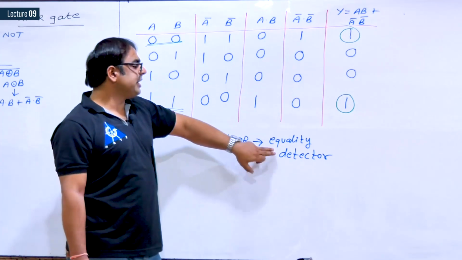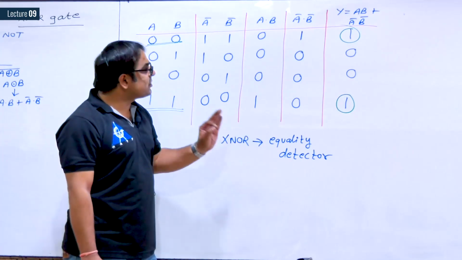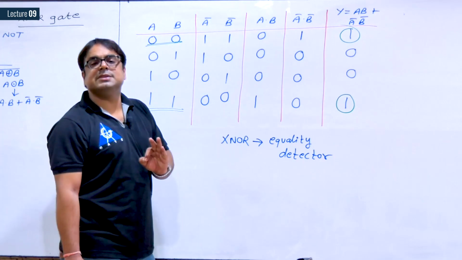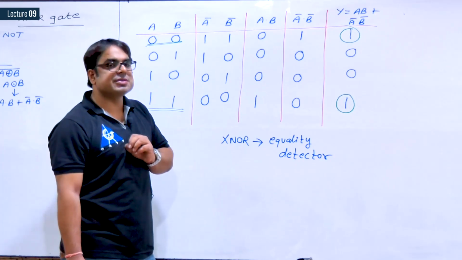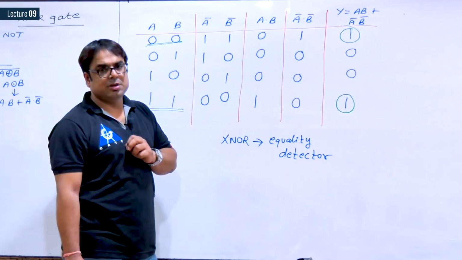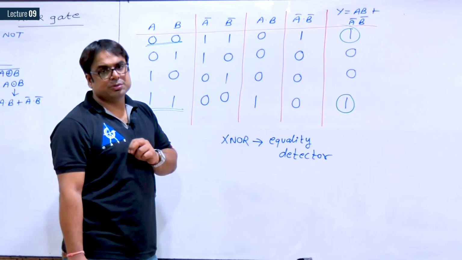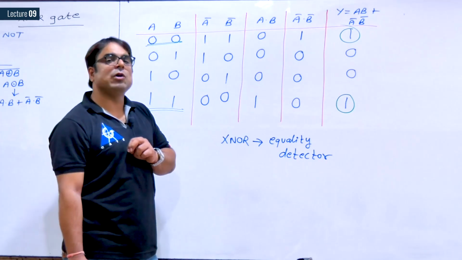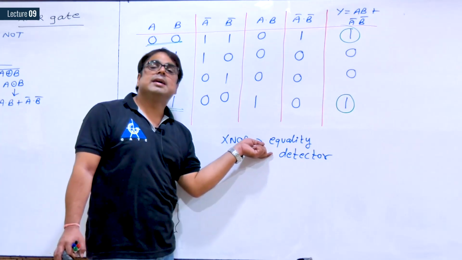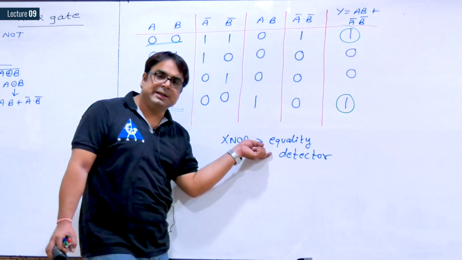Okay. Now the statement for equality detector. Write down. Next line. XNOR gate detects equal inputs by producing logic high at the output. So it is called an equality detector.